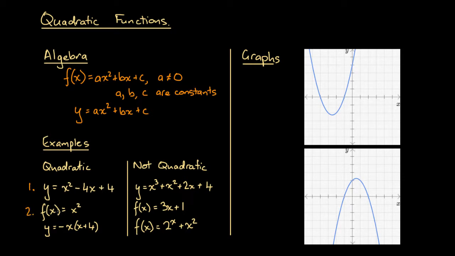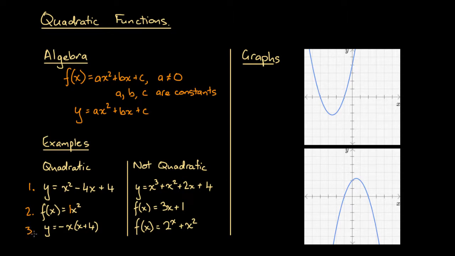We've got f of x equals x squared. Well, this is also a quadratic function. Here, b and c, these constants, are equal to 0. And that's okay. We can have b and c equal to 0. We can't have a equal to 0. And sure enough, x squared is like saying 1x squared. It's like putting a 1 out the front here. So here, a equals 1. It doesn't equal 0. Consequently, this is a quadratic function.